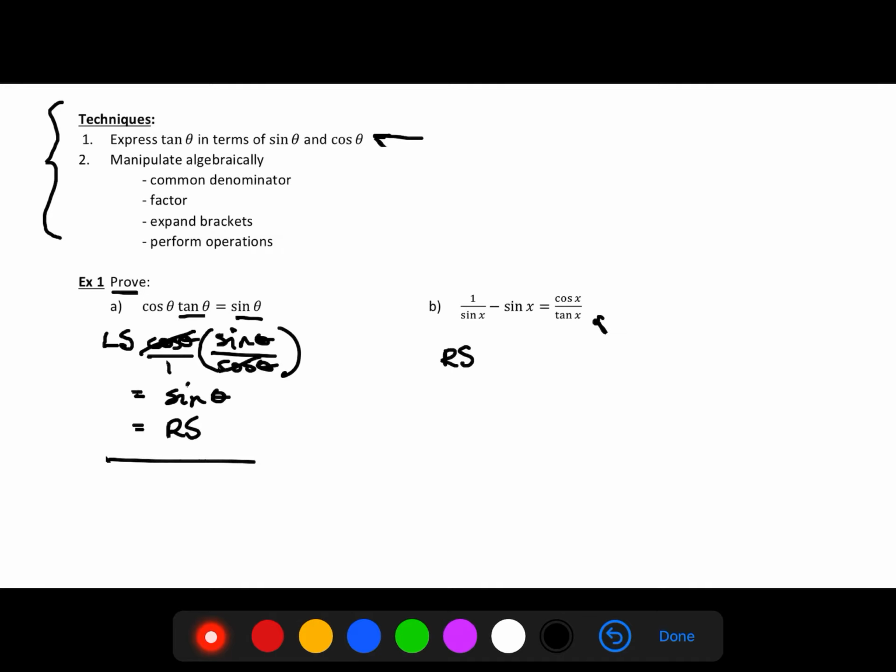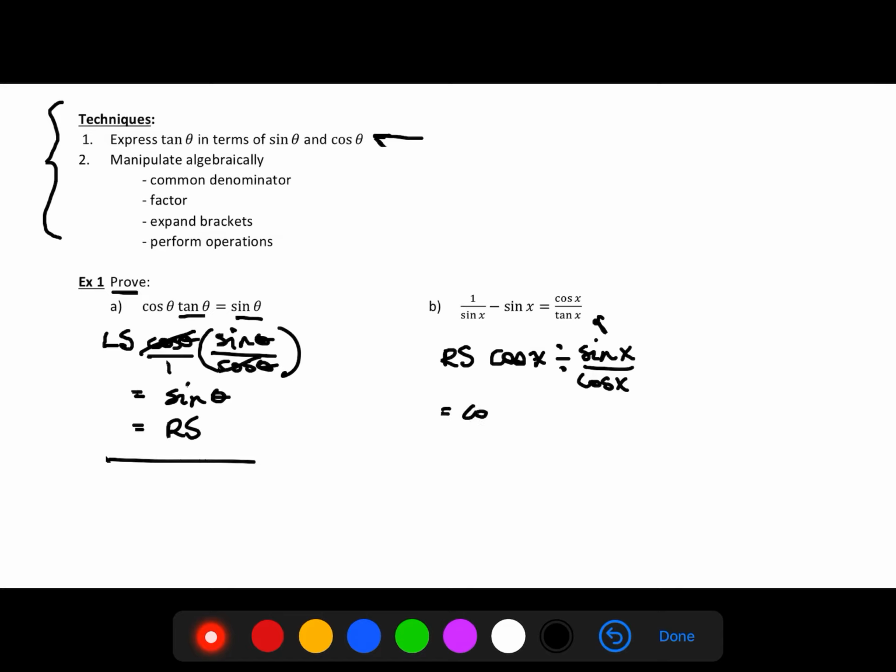Now, for part B, we have 1 over sine x minus sine x equals cos x over tan x. Again, we're going to work with one side at a time. So first of all, we're going to work with our right side, because we have a tan x that hopefully we can simplify and get rid of here.